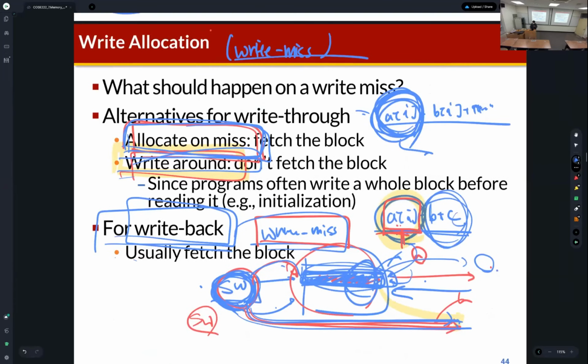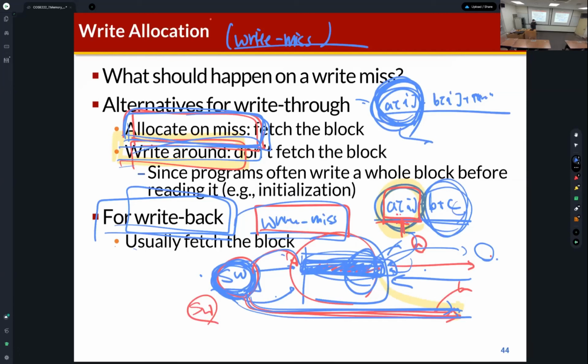And also I explained about the two different policies for writes in this case, write allocate or write around. Okay. So this is the write miss case: the store instruction is executed, and the data updated by this store instruction is not found in the cache.